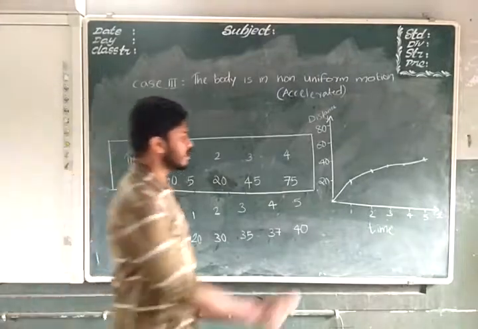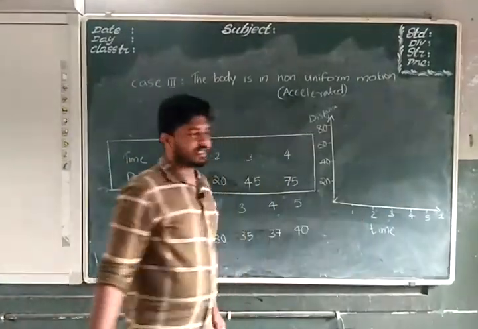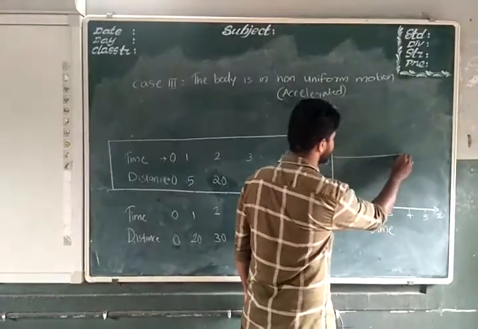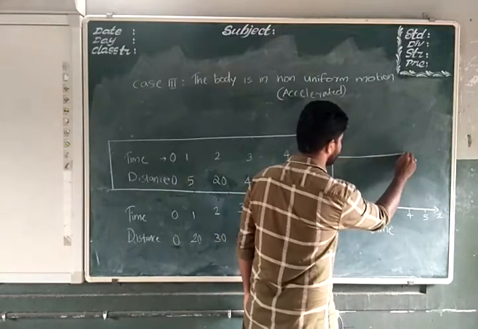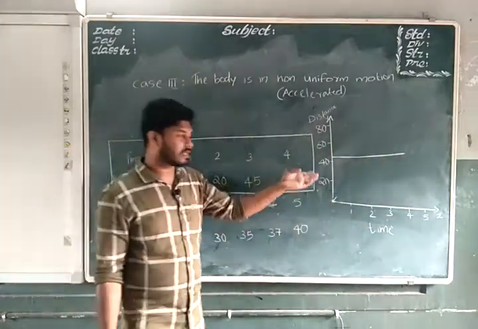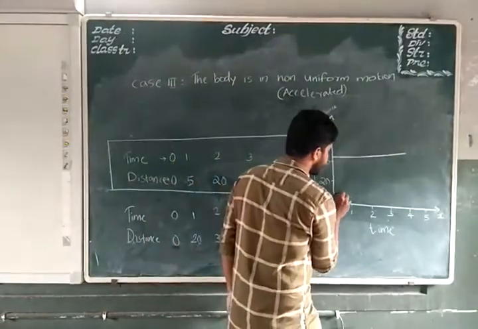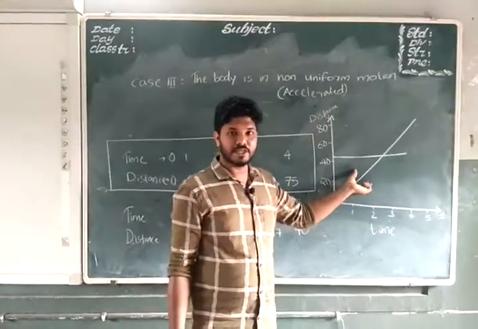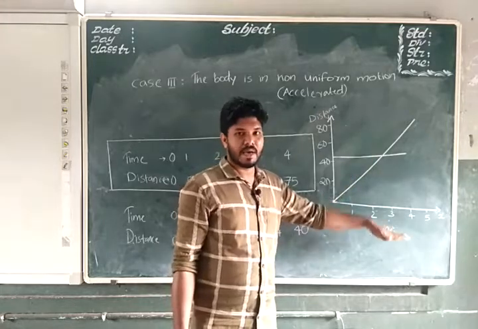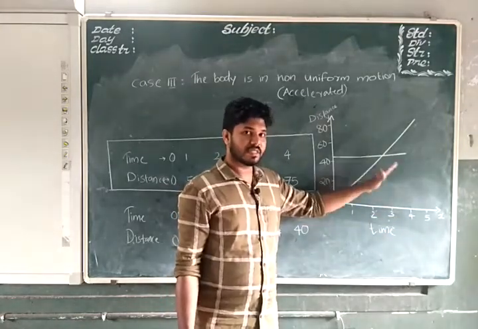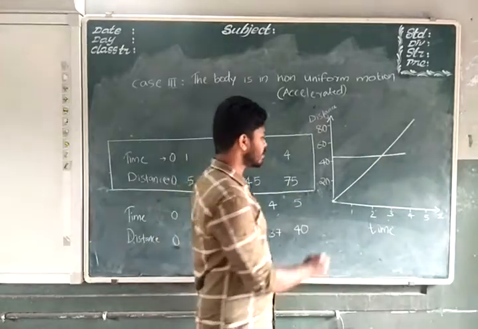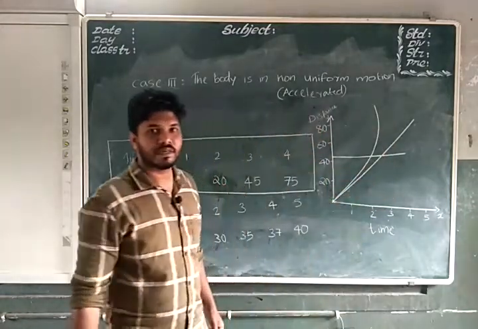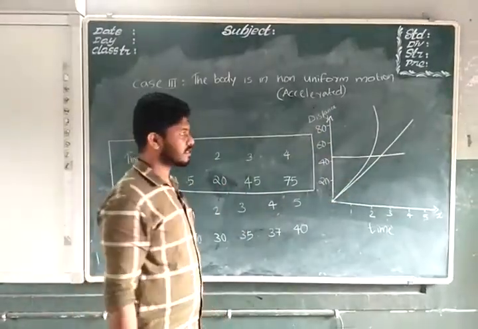So generally we can conclude that in a distance time graph, if it is a straight line, the body follows zero motion, or the body is at rest. If it is a straight line inclined to the x-axis, that shows the body follows a uniform motion. In the next case, if it is an accelerated motion, it will be a curved line curving towards the y-axis, that is the accelerated motion.